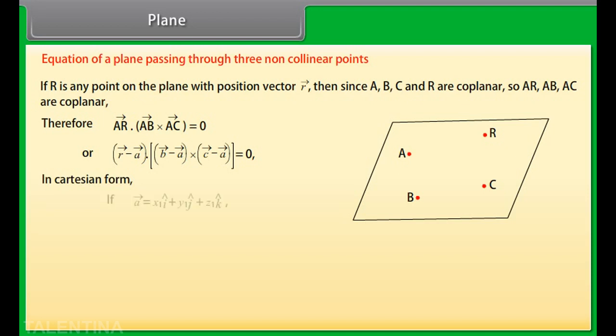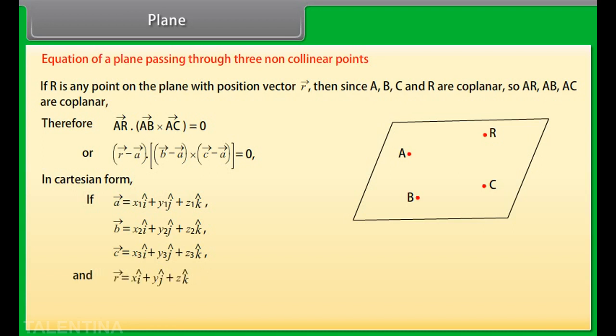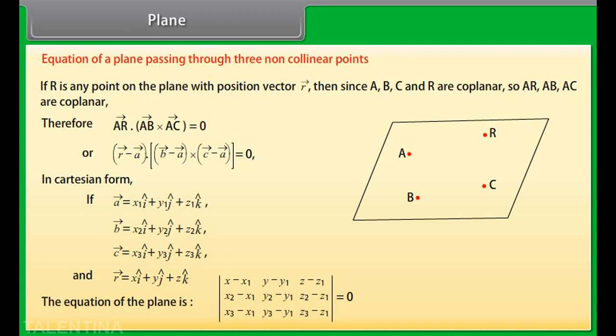In Cartesian form, if vector A equals x1 î + y1 ĵ + z1 k̂, vector B equals x2 î + y2 ĵ + z2 k̂, vector C equals x3 î + y3 ĵ + z3 k̂, and vector R equals x î + y ĵ + z k̂, the equation of the plane is the determinant, row-wise: first row, x minus x1, y minus y1, z minus z1; second row, x2 minus x1, y2 minus y1, z2 minus z1; third row, x3 minus x1, y3 minus y1, z3 minus z1; equals 0.